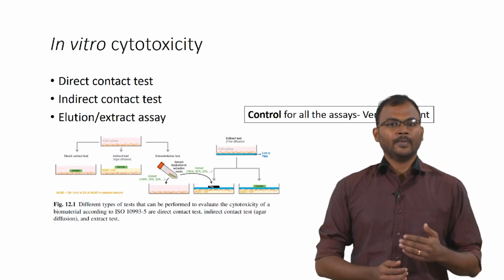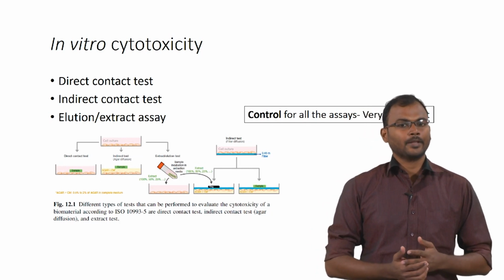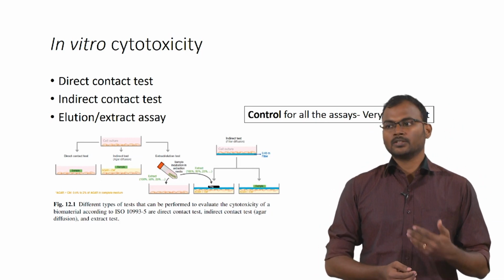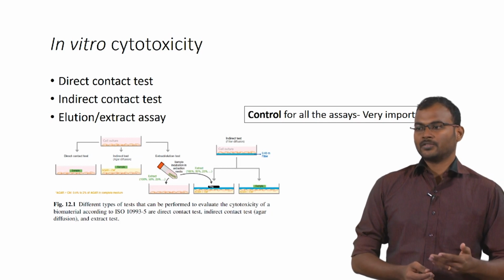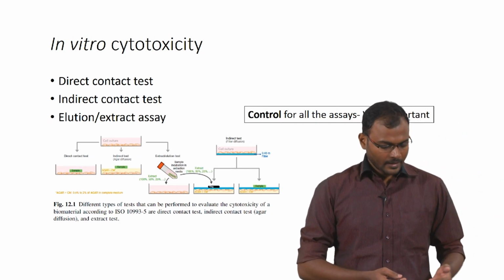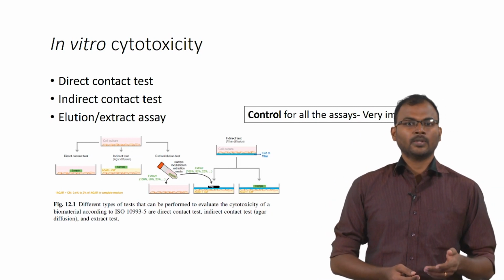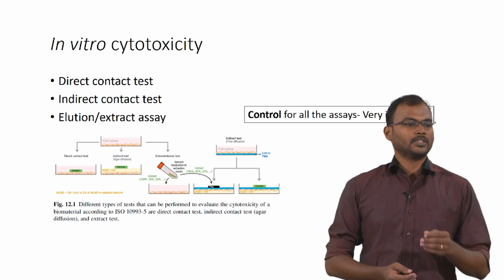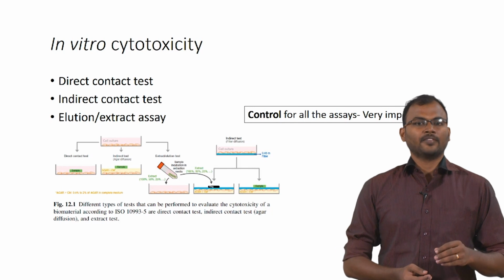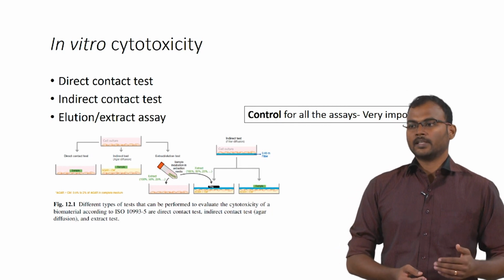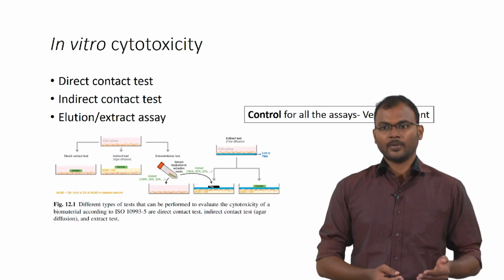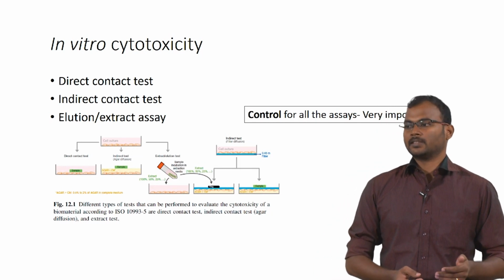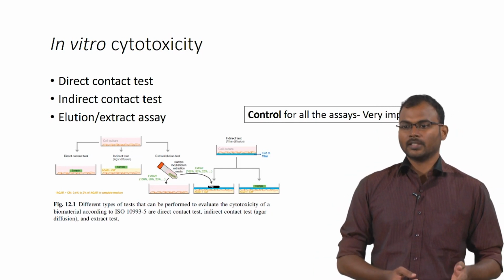That can be done based on 3 different methods: direct contact, indirect contact, and elution or extract assay. All these variations are based on what type of sample you are having. Direct contact is where, as you can see in the figure, the first one, you have grown cells on the tissue culture plate and you put your sample on the top of it and check whether it is affecting any of the cells underneath it. That can be done for your nanoparticles or samples not having too much load. If you are having too much load, it can destroy your cells automatically.